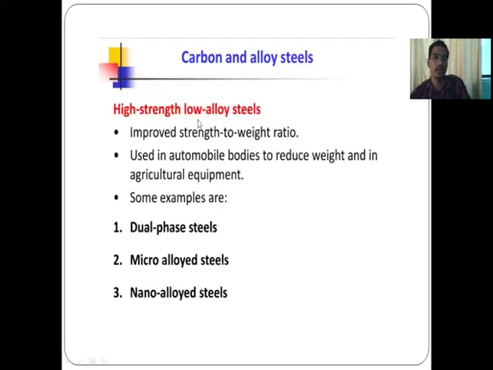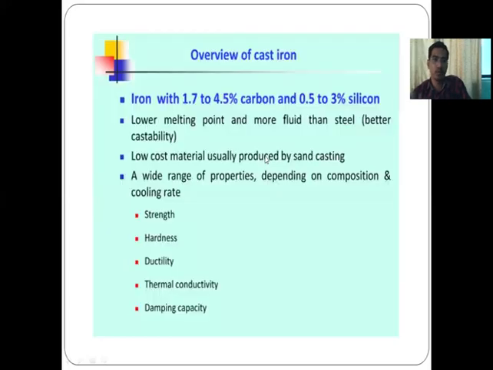Next, high strength, low alloy steel. With improved strength to weight ratio, it is used in automobile bodies to reduce the weight, and in agriculture equipment. Some examples of high strength low alloy steel are dual phase steel, micro alloy steel, or nano alloy steels, which come under high strength but with low alloy percentage.